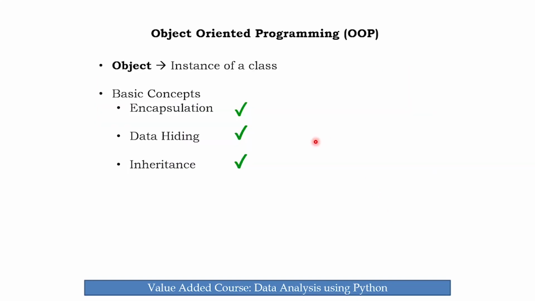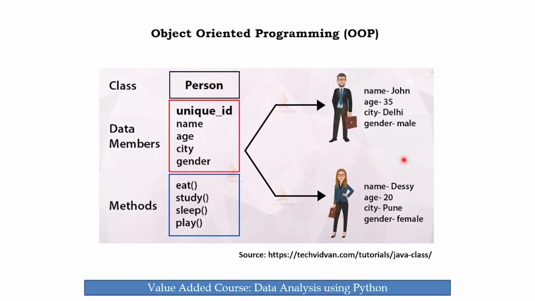So we know from this point what is a class. A class is nothing but a blueprint for the object. Now we define what is an object. An object is nothing but an instance of a class. From the previous point, John and Desi are nothing but instances of the person class.